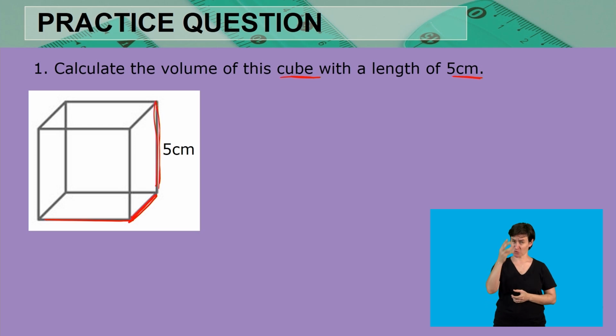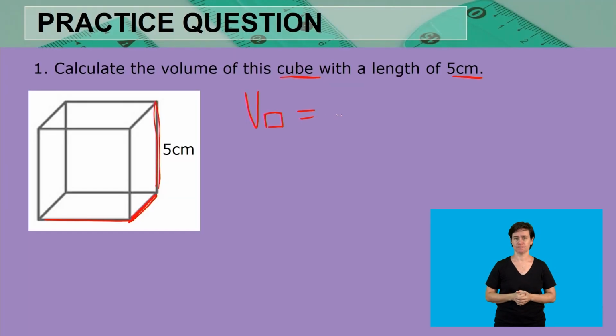Now, do you remember what is the formula for the volume of a cube? The volume of a cube is the length cubed. Why is it the length cubed? Because it is the length multiplied by the breadth multiplied by the height. And because this is the same value, we are multiplying a value by itself twice, which is cubing that value. So the volume of this cube is going to be 5 centimeters cubed.